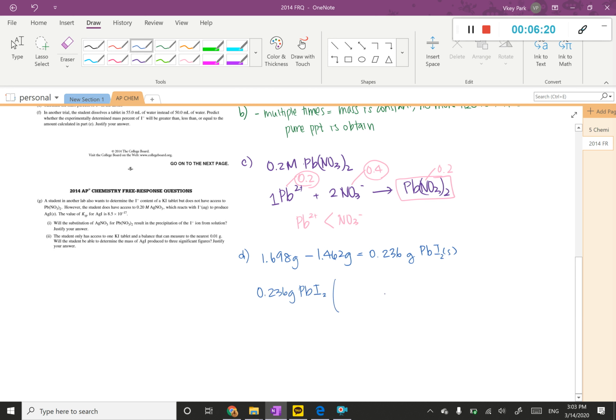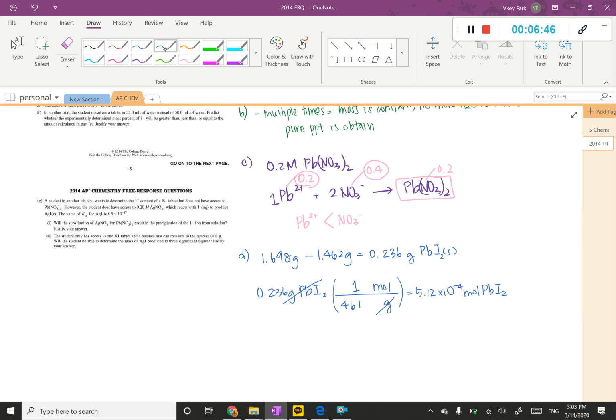Okay, and I want mass at the bottom and I want moles at the top. So for every 1 mole of PbI2, it's about 461 grams of PbI2. Then if I do the math, grams and grams cancel out, and I end up with about 5.12 times 10 to the negative 4 moles of PbI2. Does that make sense? All right, cool.